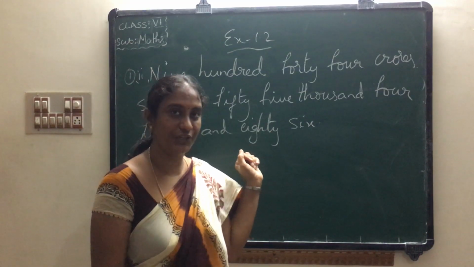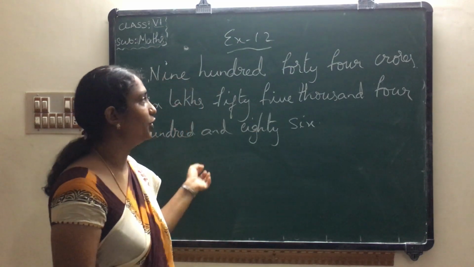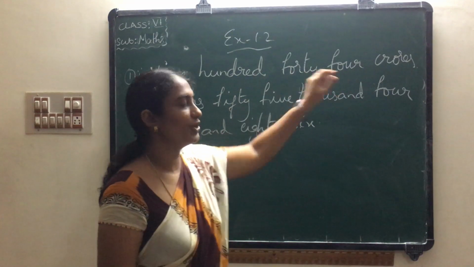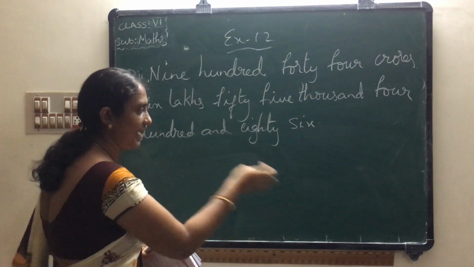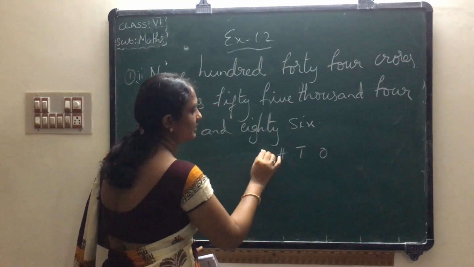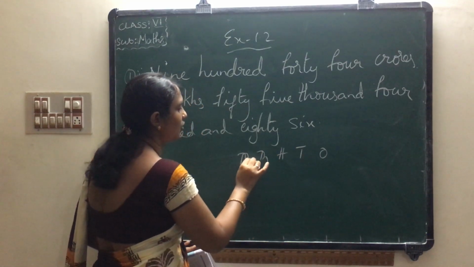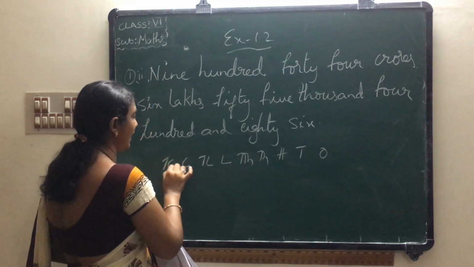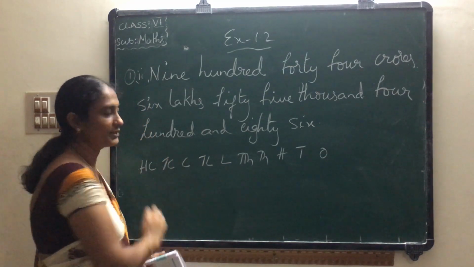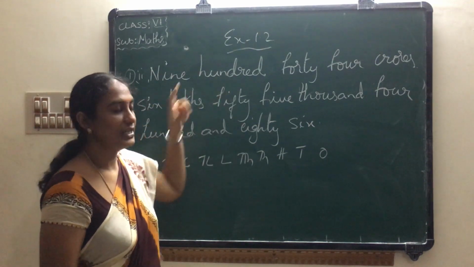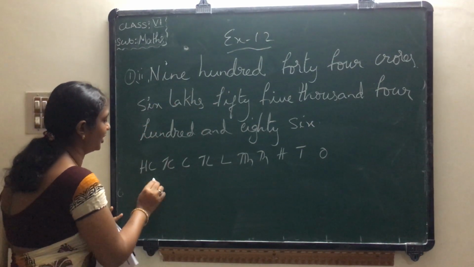Up to where we had to write? We had to write up to 100 crores. So write the place values. Ones, tens, hundreds, thousand, 10,000, lakhs, 10 lakhs, crores, 10 crores, 100 crores. Okay, now let us see. 900. In the 100 place we had to write here 9.